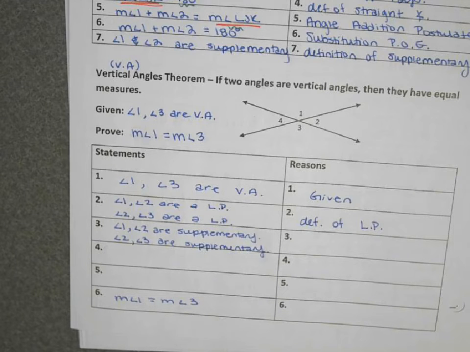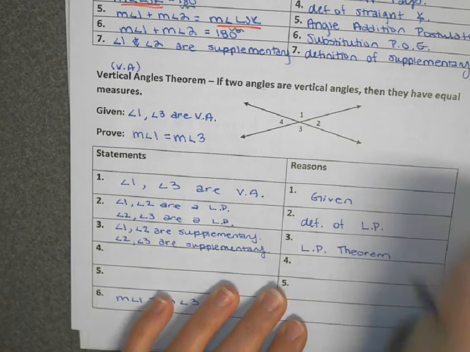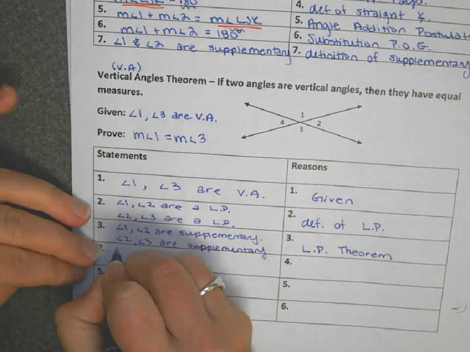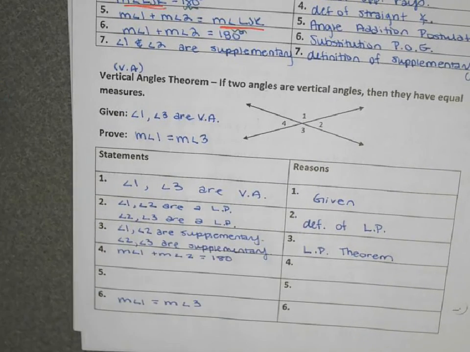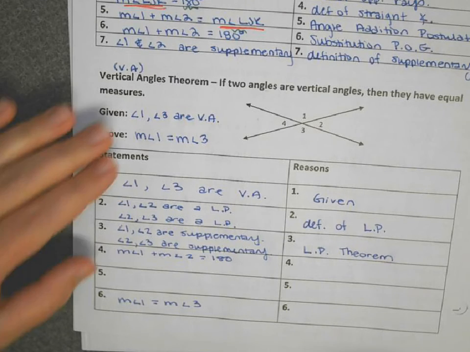Yes, the linear pair theorem, that part we just proved, said that if two angles form a linear pair, then they must be supplementary. So the linear pair theorem allows us to say that. Okay, well, if 1 and 2 are supplementary, then I know that the measure of angle 1 plus the measure of angle 2 equals 180. How come? Why, if they're supplementary, do they add to 180? What tells you if something's supplementary, then it must add to 180? The definition of supplementary.